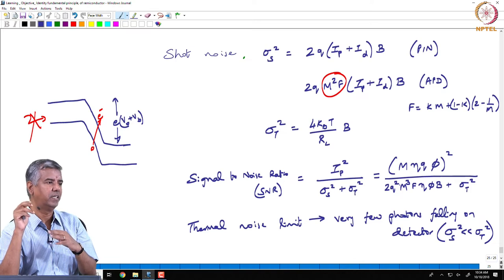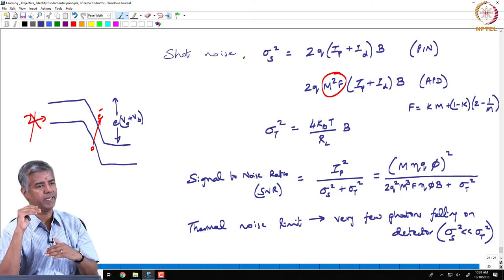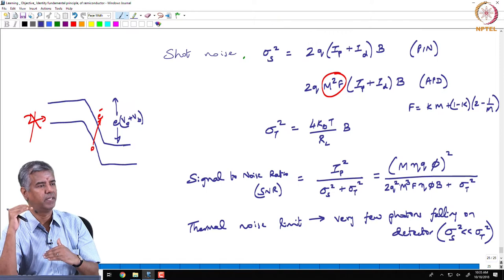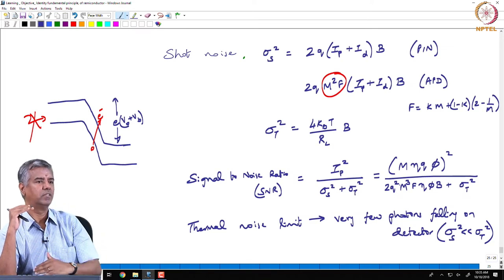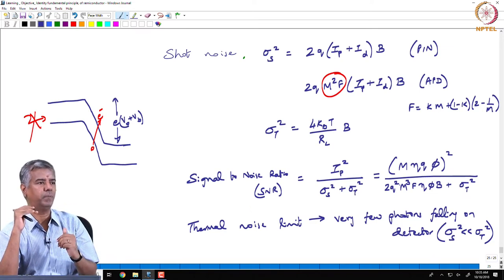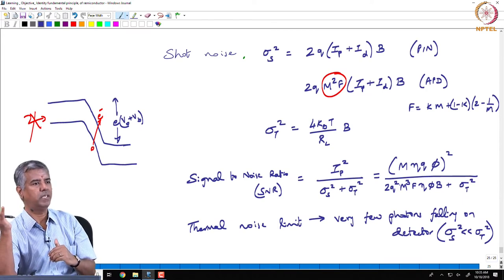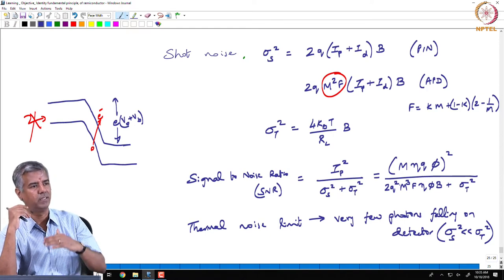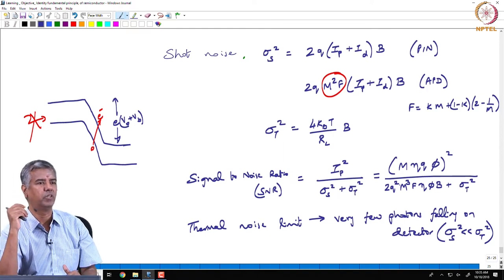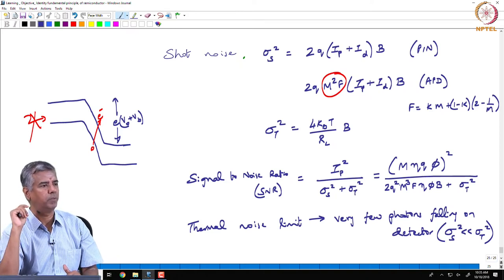Do you understand that? When you have very few photons falling on the detector, so that your shot noise is very small compared to the thermal noise, in that sort of a scenario, you can afford to increase your shot noise. You can afford to increase your shot noise by going to a multiplicative gain, which actually boosts up the numerator by quite a bit by that square factor M square, right? And now, because of that, you are able to increase your signal to noise ratio with that multiplication factor. Do you have any questions on that? Do you understand what I am saying?